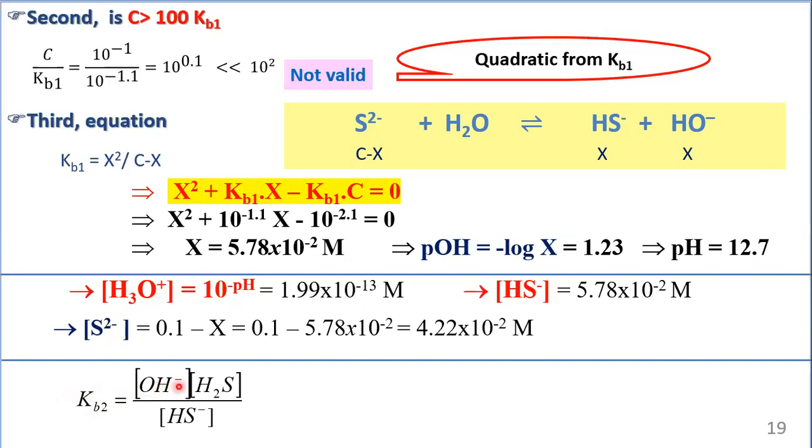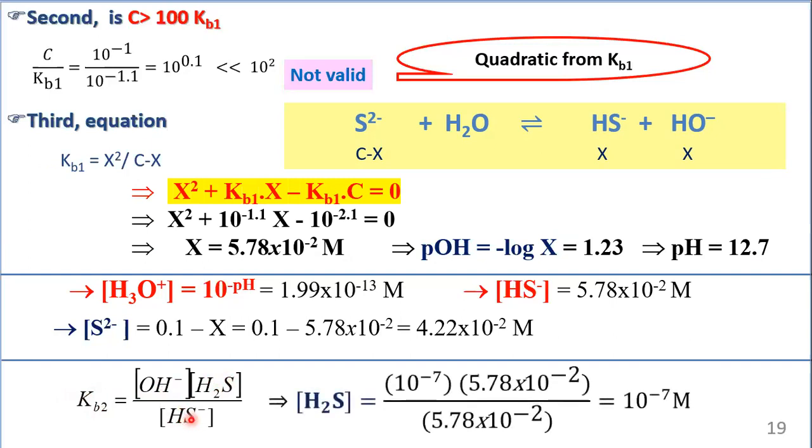So KB2 is OH times HS minus over H2S. And so solve now for H2S. That's going to be KB2 times HS minus over OH. Well, this HS minus and OH are the same, are they not? Yes, they are, because we said some HS will go in the next equation, but that amount is negligible. Some OH will also be produced from the next equation, but that amount is negligible in solution. And so at equilibrium, these two are actually equal, and so they cancel each other out.